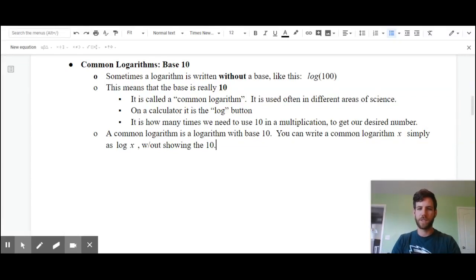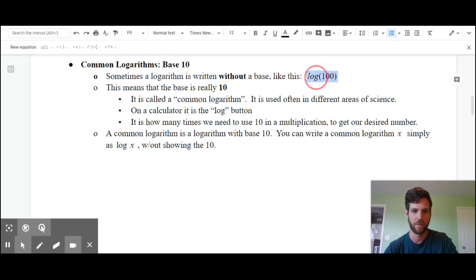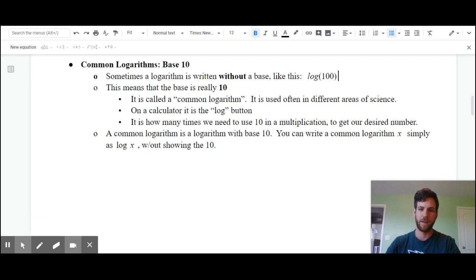Hello. Today we're going to be talking in this video about common logarithms. And I have some notes that are going to be important written up in front of you. So a common logarithm is just a logarithm without a base. And you can kind of see that in this example right here, log of 100. So if you are looking at a logarithm like that, it just means the base is actually 10.